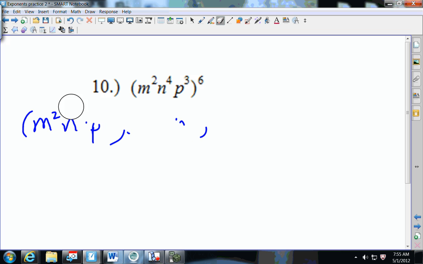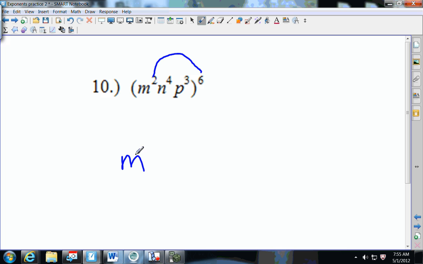I'm going to use the rules of exponents and know that I have one base right here, m, and I take 2 times 6, which is m to the 12th. The next letter is n, and I take 4 times 6, which is 24. And then I have p. 3 times 6 is 18. That should be your answer.